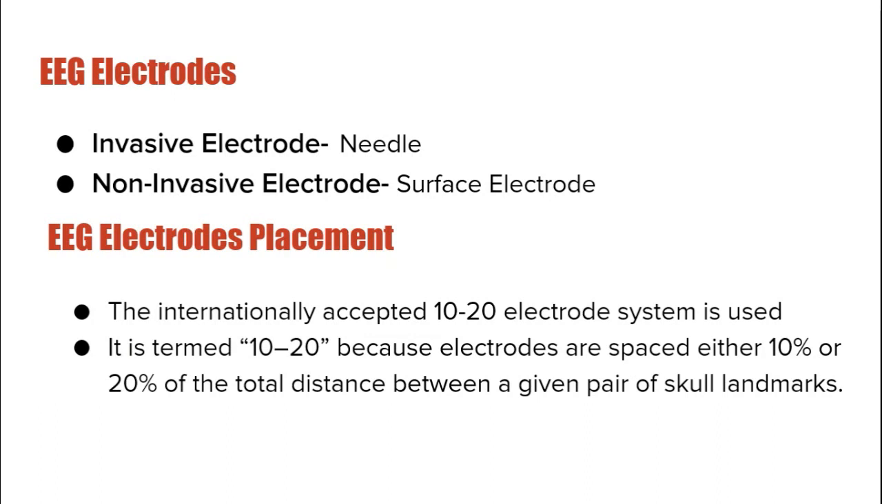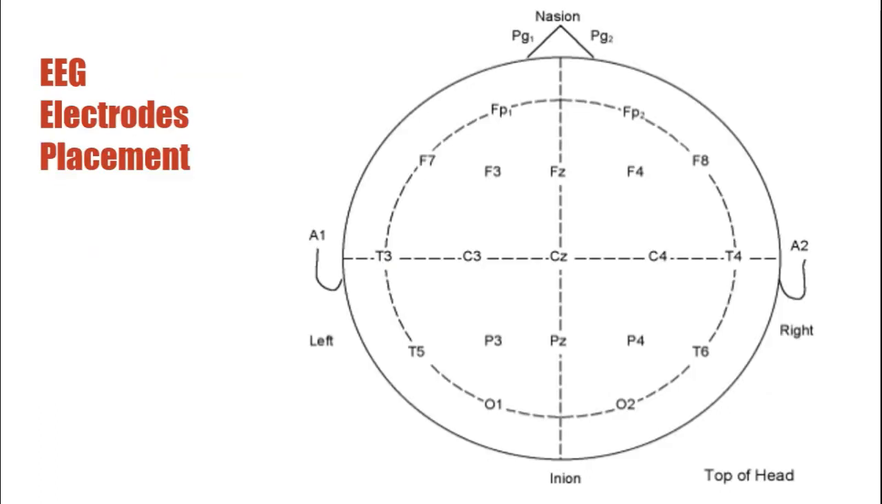So there is an internationally accepted 10-20 electrode system used for this purpose. Now this is the placement diagram of electrodes. In that, the distance from Nasion to Inion and from the left ear to the right ear is calculated first. Then 10 and 20 percent of that particular distance is calculated, and the electrodes are placed on our head.